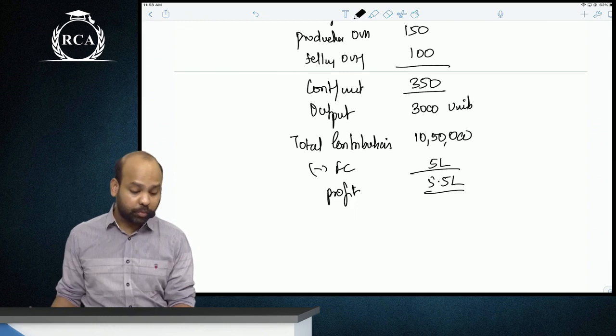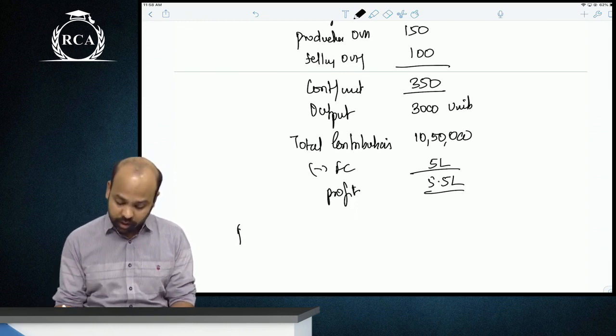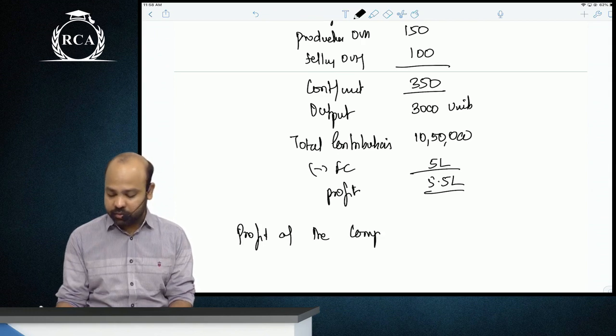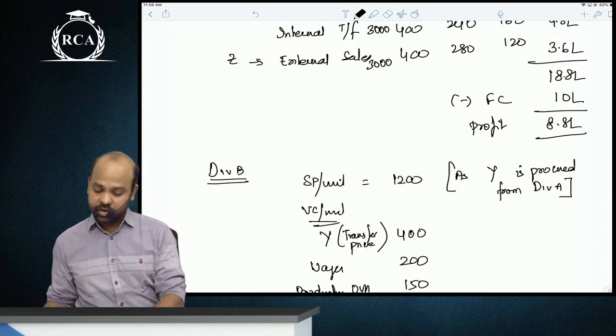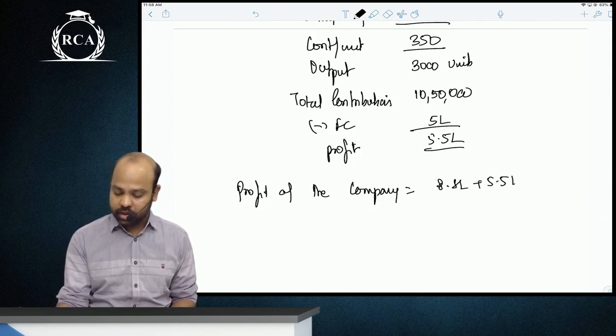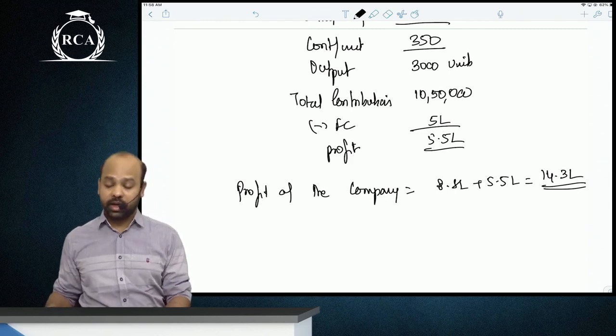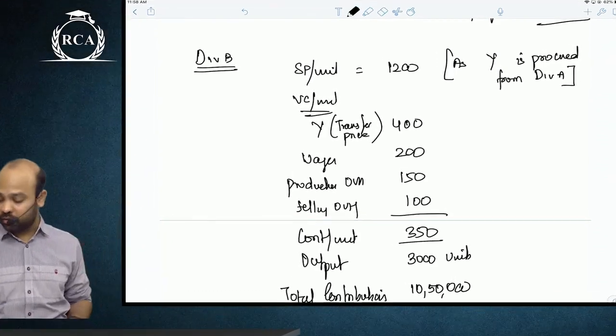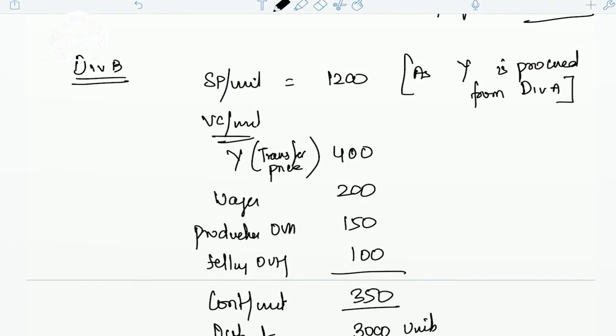Did he ask us only profitability of divisions? No, profit of the company, guys. The profit of the company, beta, you can add the profits made by division A and division B. Division A is making a profit of 8.8 lakhs. Division B is making a profit of 5.5 lakhs, 14.3 lakhs. This would be the profit of the entire company. Simple question, guys. You must have done this too. Verify the answers.